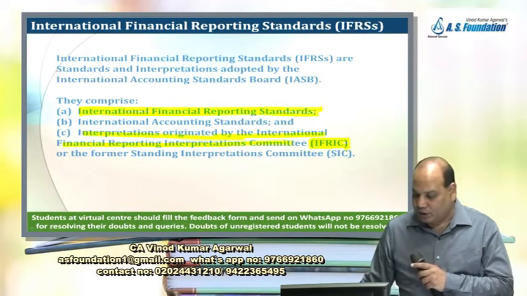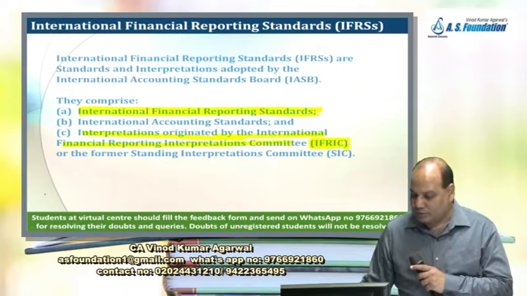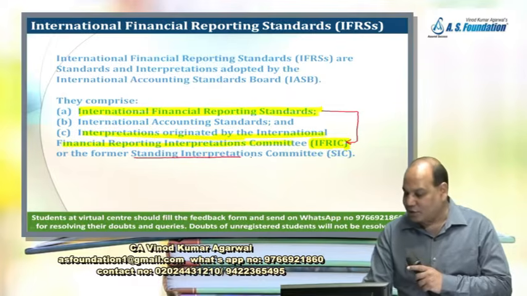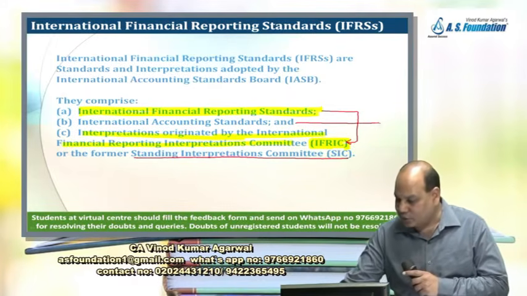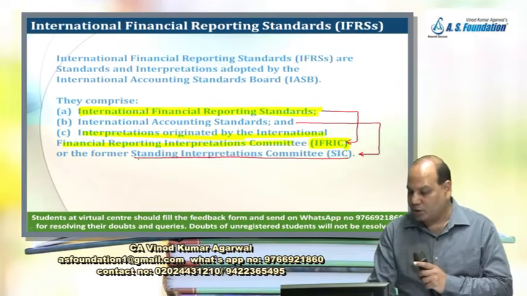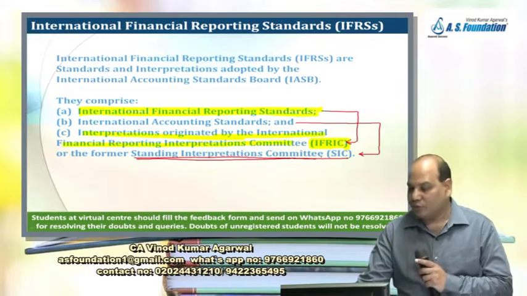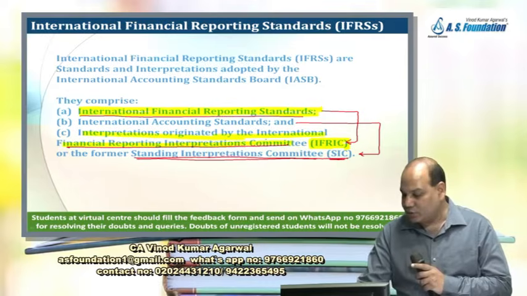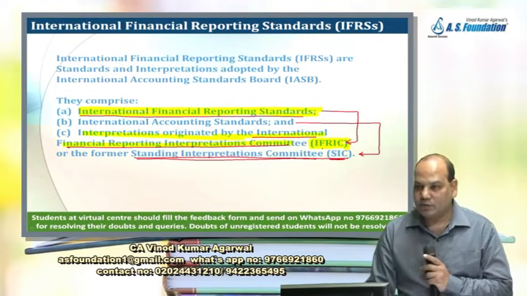So IFRIC is the interpretation of IFRS. And SIC is the interpretation of IAS. So when international accounting standards were being issued, the interpretation was issued by the Standing Interpretation Committee and it uses the prefix SIC. But when IFRS was issued, the interpretation was issued by this committee and now the prefix is IFRIC.